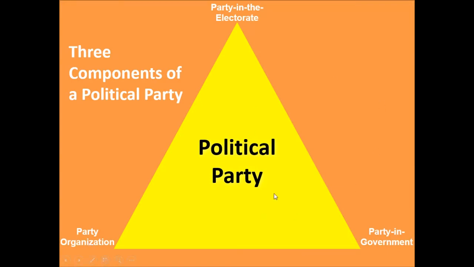Now, the question is, what is the relationship among these three? Well, I've already suggested to you that the party in the electorate is the passive component, like the consumers buying or not buying what these have to offer. So that leads us to, well, what's the connection between the party organization and the party in government? Which component of the party is really sort of driving the train, so to speak?